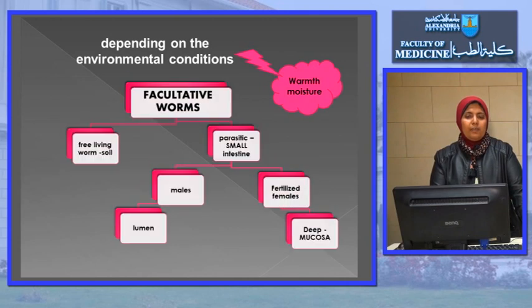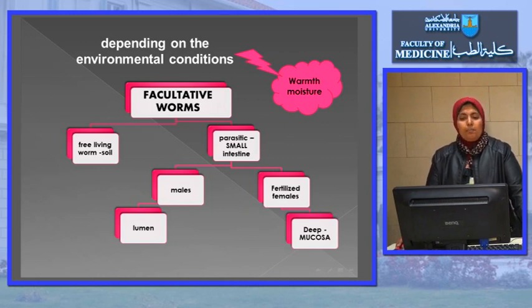Depending on the environmental conditions, this worm can live freely in the soil wherever the conditions are appropriate. This means that wherever there is warmth and moisture, it can live for a very long time in the soil. But if these conditions are inappropriate for one reason or another, it can interchange from the free living state into the parasitic state. In the parasitic form, it can live in the small intestine of humans, where males are present in the lumen, whereas fertilized females are deeply embedded into the mucosa.